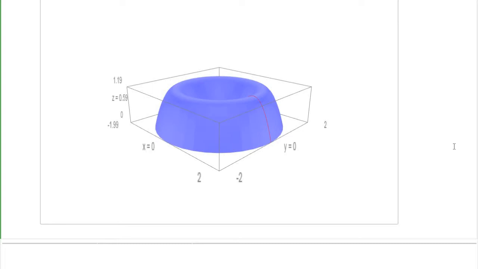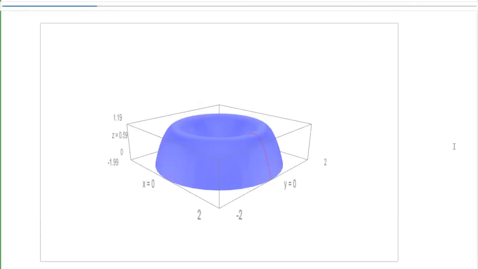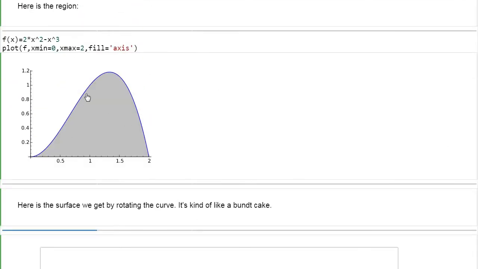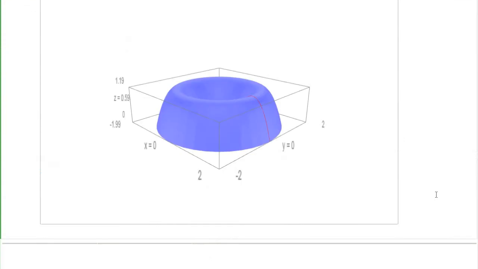And so the idea with cylindrical shells is instead of taking a cross section this way and getting a washer, instead we're going to cut this bundt cake with a cylindrical cookie cutter type of thing. So take a big cylinder and press it down here and make kind of a slice. Instead of slicing horizontally, we're going to press down this cylinder vertically.